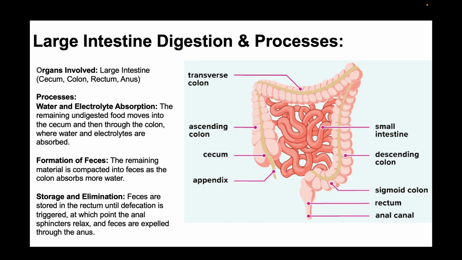Feces, composed of undigested residues, mucus, bacteria, and sufficient water, is formed and prepared for elimination. The feces are stored in the rectum until it's time for a bowel movement. When defecation is triggered, the anal sphincters relax and the feces are expelled through the anus. The large intestine is involved in the breakdown of food, absorption, and defecation.